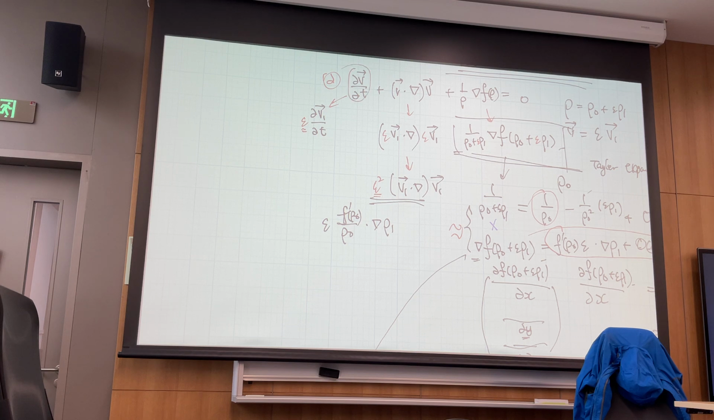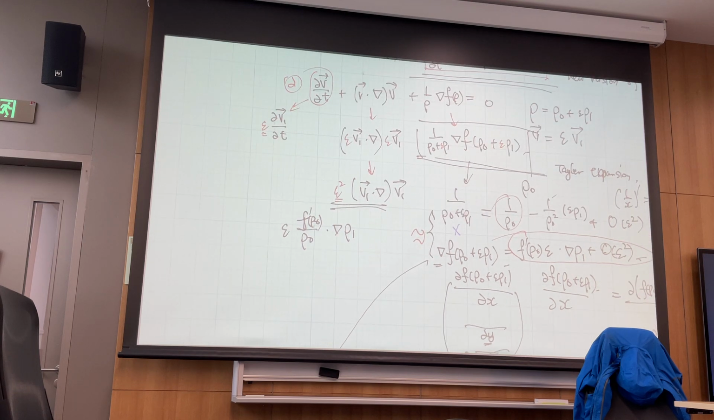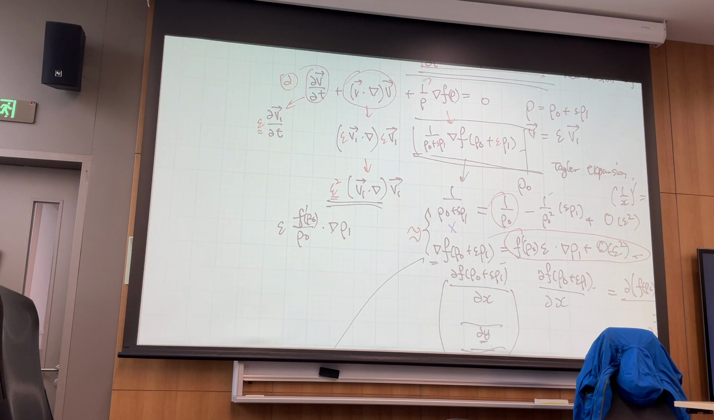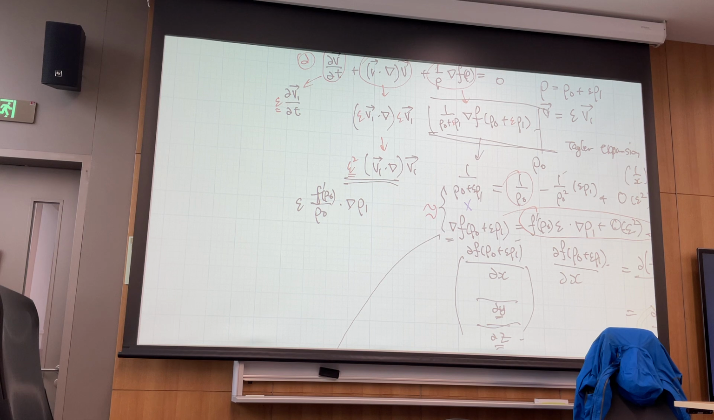This term, partial v partial t, gives us epsilon partial v1 partial t, right? The second term gives a higher order term that we do not care about, goes to 0. The third term, after the double Taylor expansion, finally spits out a term that is epsilon multiplied by f prime rho 0 over rho 0, and then multiplied by the gradient of rho 1. That's also a term on the order of epsilon, right?